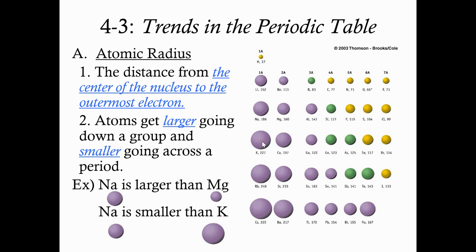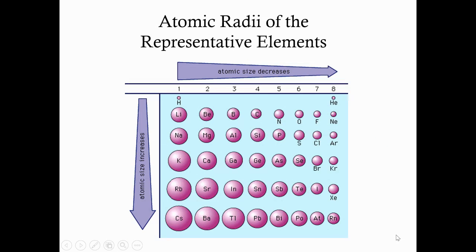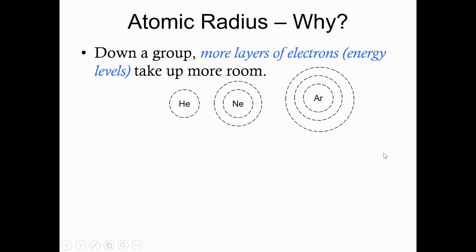So in general, this is the general trend. There are a couple anomalies, but in general, larger going down, smaller going across. Again, here's a little bit better picture of it. Larger going down, so size increases as you go down, size decreases as you go across. Well, you might ask, why does that happen?